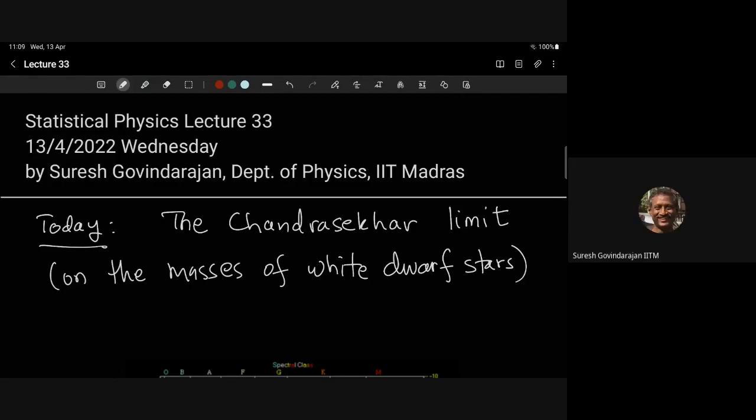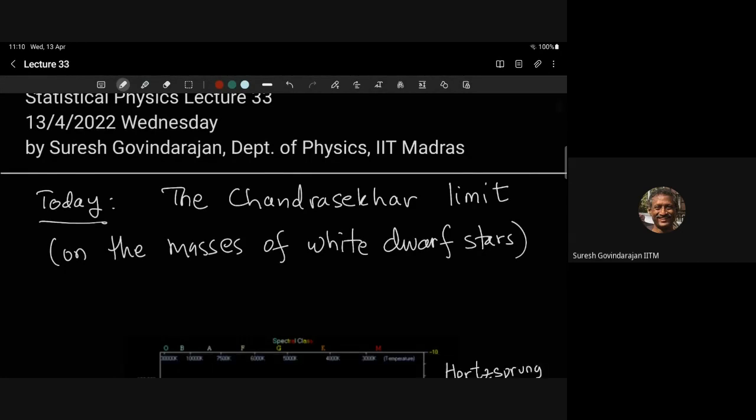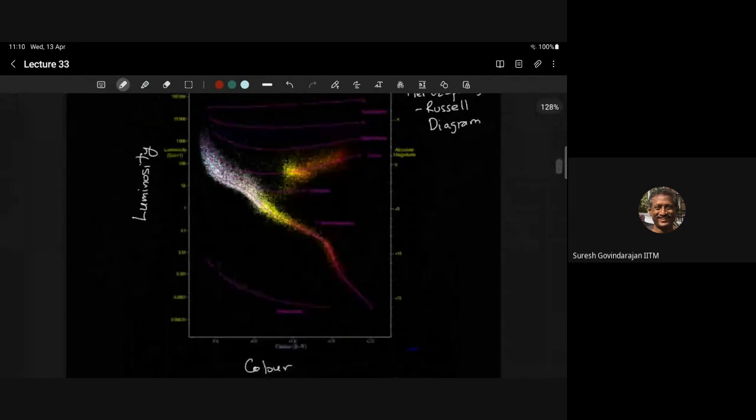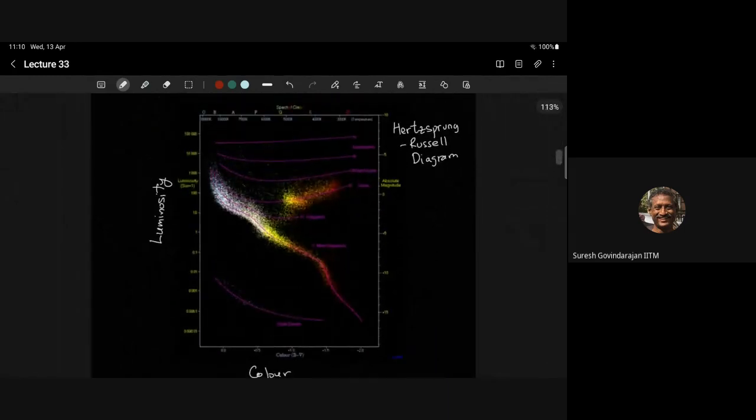Okay, so good morning. Today we study something very interesting. It's called the Chandrasekhar limit, and it sets limits on the masses of white dwarf stars. And so I'll start with something called the Hertzsprung-Russell diagram, which is a map between the luminosity or the brightness of the stars versus the color.